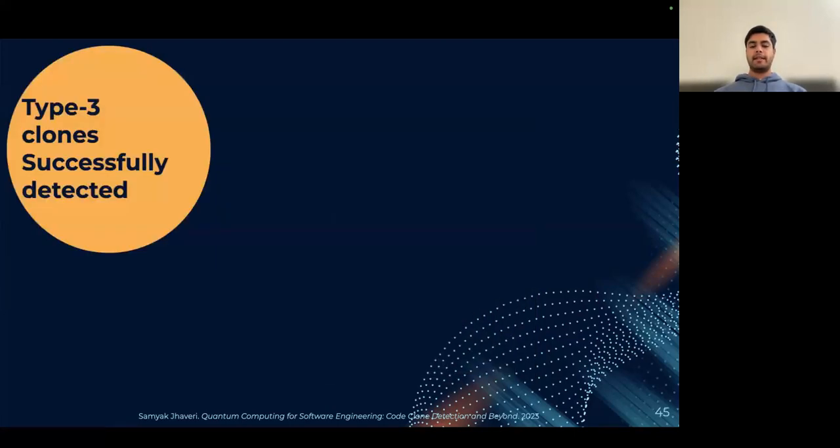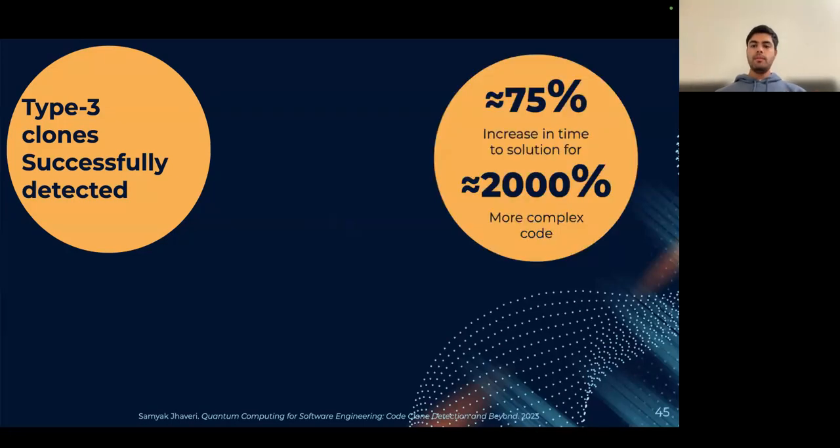So finally, the key takeaways of my research are that I was able to detect type 3 clones successfully, which is computationally difficult to detect. There is a 75% increase in time to solution for 2000% more complex code, which means that the least complex two code fragments are 2000% less complex than the most complex two code fragments. This is not a comment on the quantum. This is not quantum speed up because there is no algorithmic or computational speed up here. It is just a technical limitation that we faced.